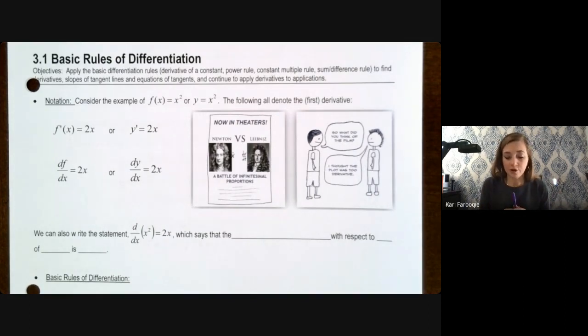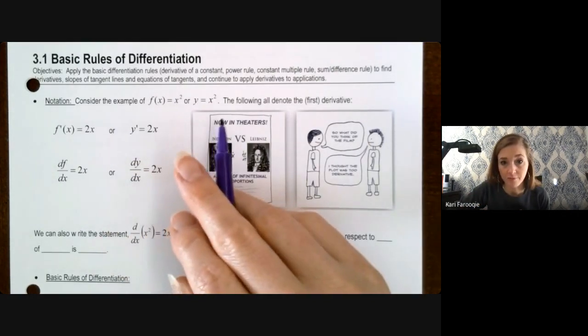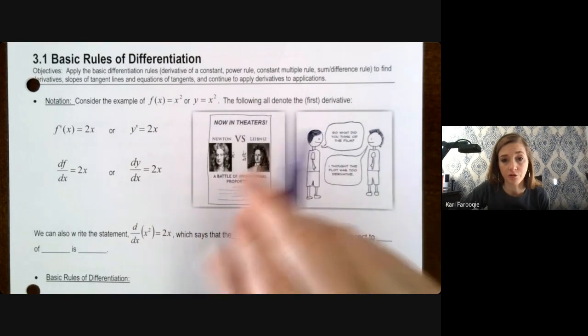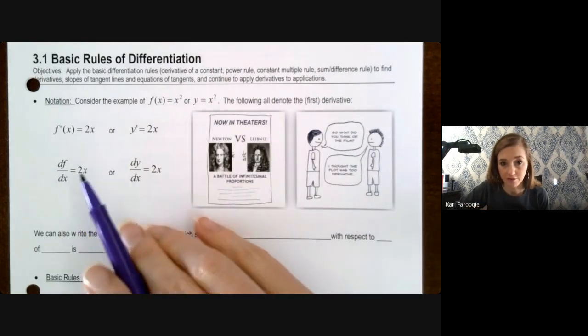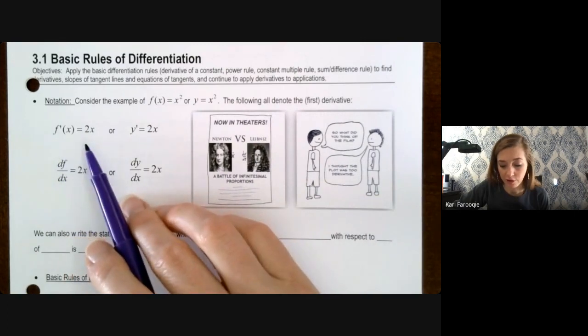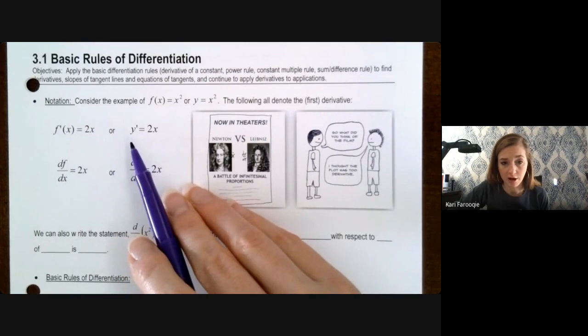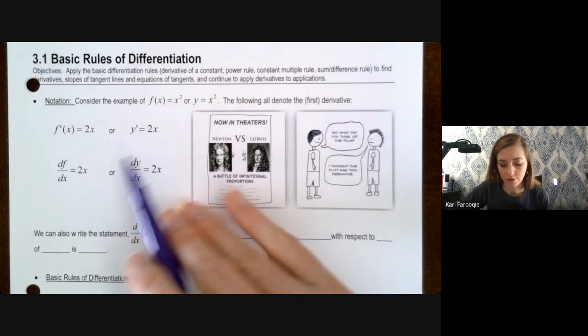All right, we're going to have to talk about some notation first. We talked last time about f prime of x, and we're going to keep using that notation as well. But consider the example of f of x equals x squared or y equals x squared. The following all denote the first derivative. So these are all different ways of saying the same thing. So f prime of x is 2x. That would be the derivative. Or y prime is 2x. Those are saying the same thing.